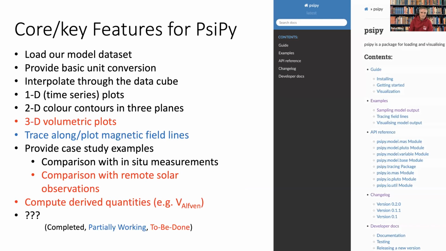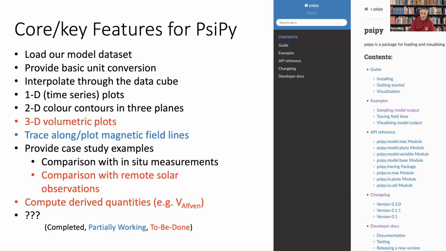The core features that we decided on at the beginning were that it should load the model data sets, obviously, and that it should provide basic unit conversion. Our code units are very obscure, and I don't think that the general user should have to remember that 481.37 is the conversion from code velocity to kilometers per second. It should also be able to interpolate through the data cube, or a data sphere in our case. It should be able to do 1D and 2D basic plots that are the bread and butter of publications. And then I thought it would be nice to be able to do some volumetric plots.